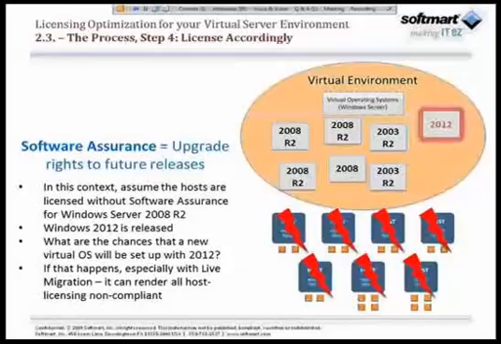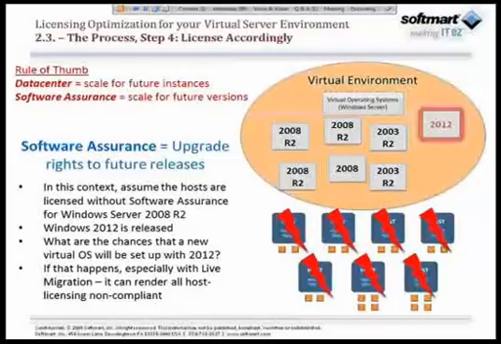Same thing with client access licenses, just as an aside, right? If you want to stand up a 2012 server, it helps to have software assurance on your client access licenses so that you don't have to go out and make a monumental purchase before you stand up that first instance in your production environment. So here's a rule of thumb, right? Data center is going to help you scale for future instances. Software assurance is going to help you scale for future versions.